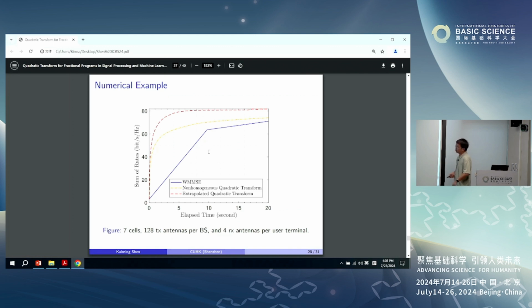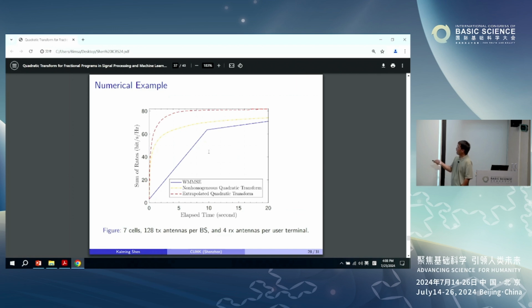Okay, so let me show you some numerical results. Here we consider a 7-cell wireless network. We assume that each base station has 128 antennas, and each user terminal has 4 antennas for the signal reception. The horizontal axis is the running time of each algorithm, and the vertical axis is the sum of rates, which is evaluated by the Shannon's capacity formula.